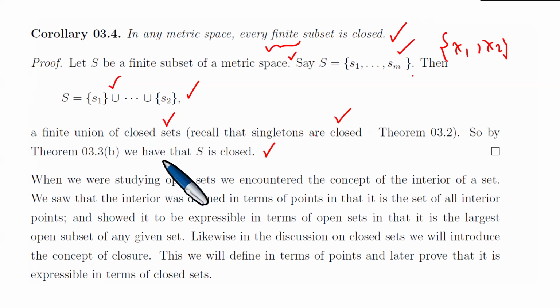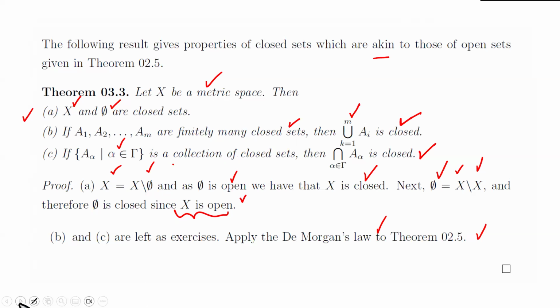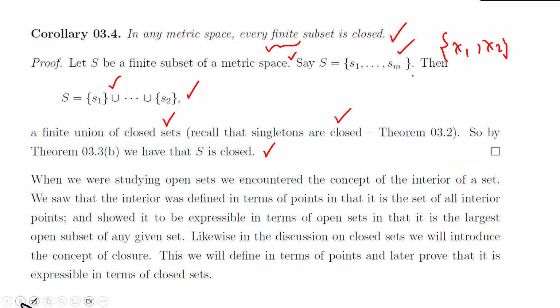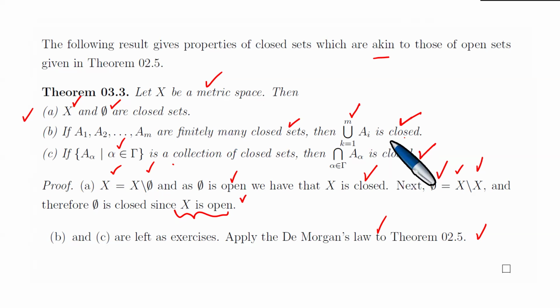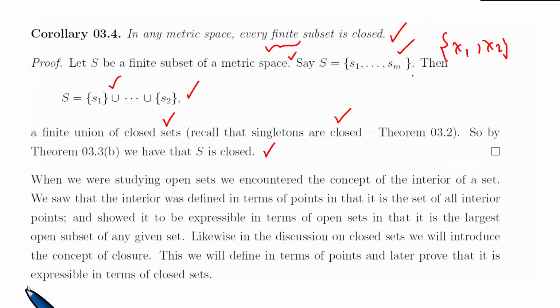Okay, because by theorem 03.2, part B is the one that is weak. I said it is weak because it is stating results about finite unions of closed sets being closed. So if there are finitely many closed sets, the finite union itself is closed. Then by theorem 03.3 part B, this finite union is closed.